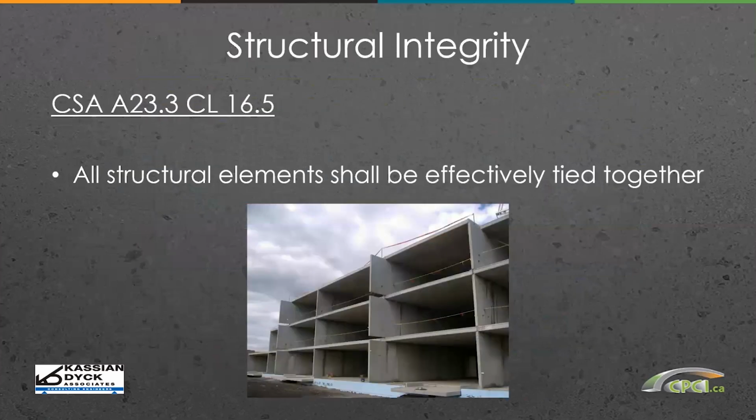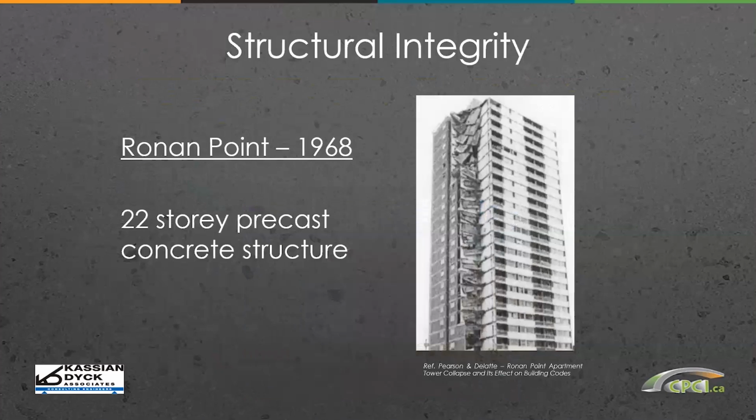We also have to consider structural integrity requirements in CSA A23.3 clause 16. All structural elements shall be effectively tied together. So when we're doing a total precast building, we need to make sure we're tying all the elements properly together and satisfying the structural integrity requirements of the code.